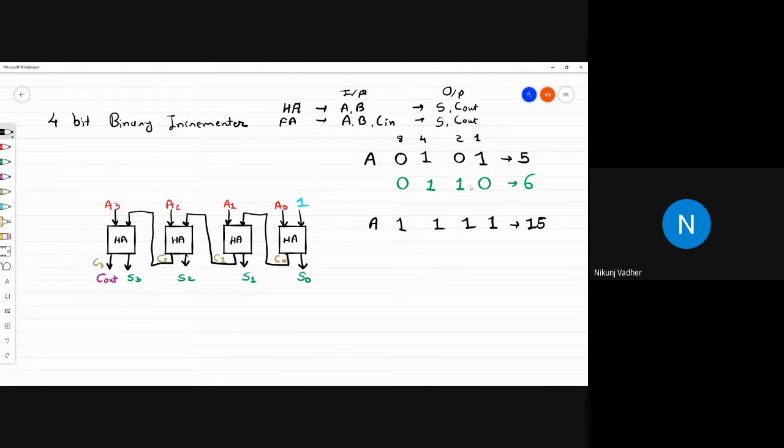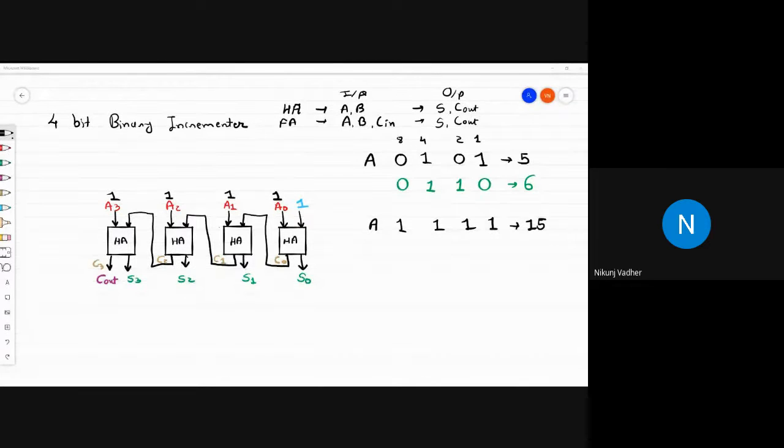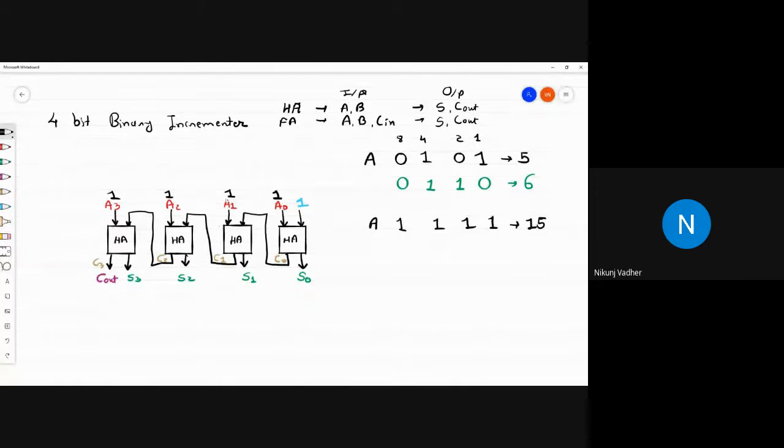Let's write down the values of A0, A1, A2, and A3. Here it is 1, 1, 1, and 1. Now let's try to increment this one. 1 plus 1, what will be the sum and what will be the carry? Sum will be 0 and carry will be 1.